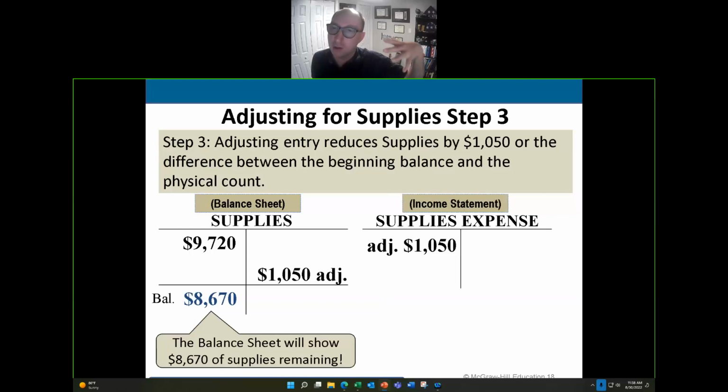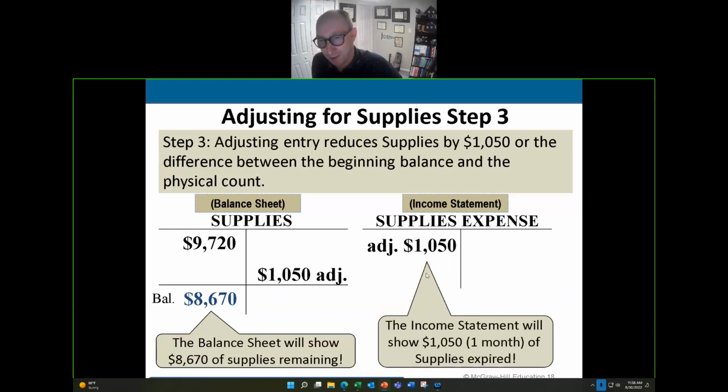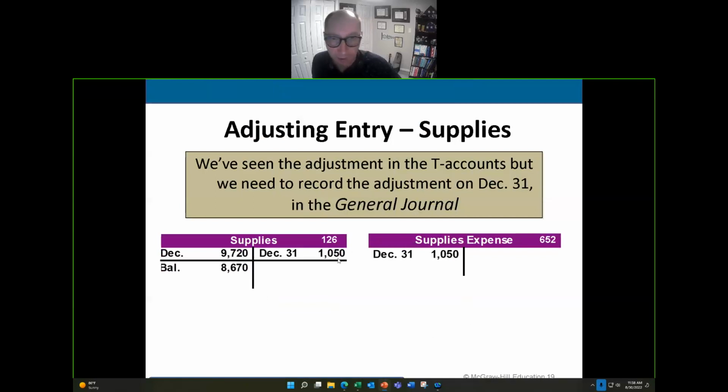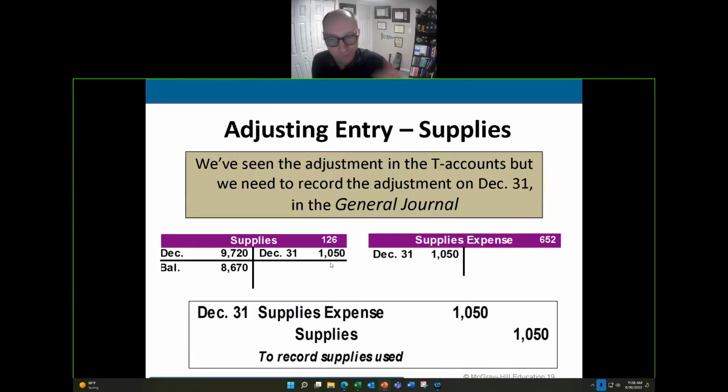Remember, the balance sheet will always show you the remaining balance of whatever it is. And of course, according to this, we used that $1,050 worth of supplies in 1 month. So, debit supplies expense, credit supplies, that's the adjusting entry. I think that's probably here. Yep, here it is. So debit supplies expense, credit supplies, that's the adjusting entry we made.